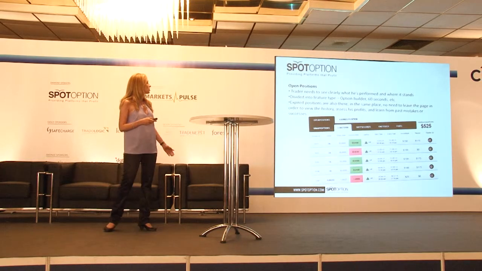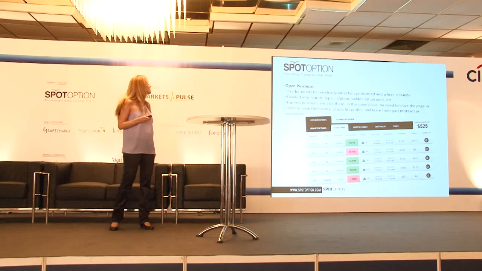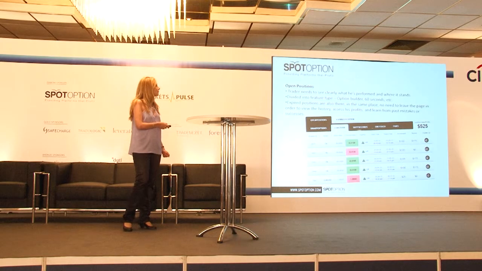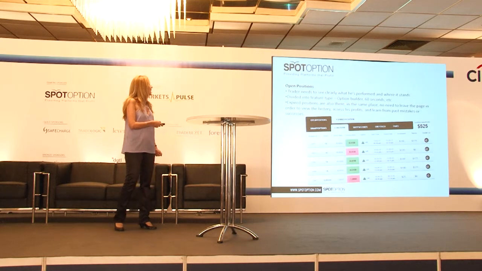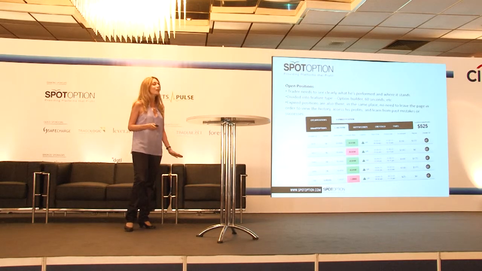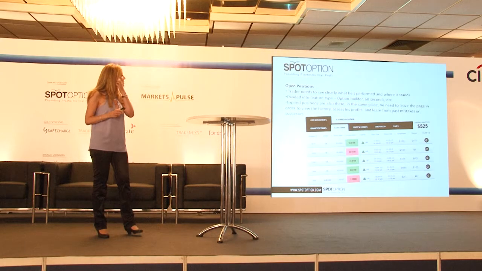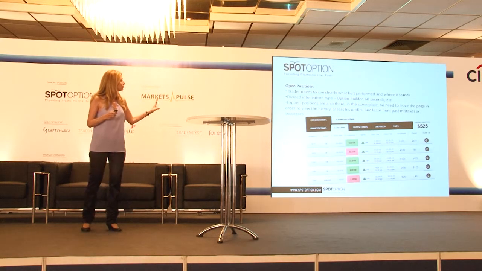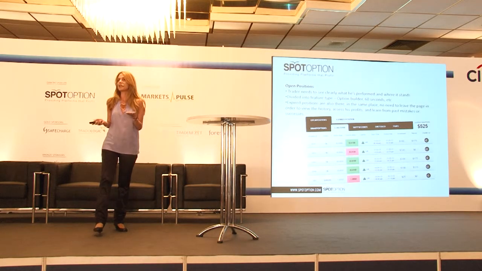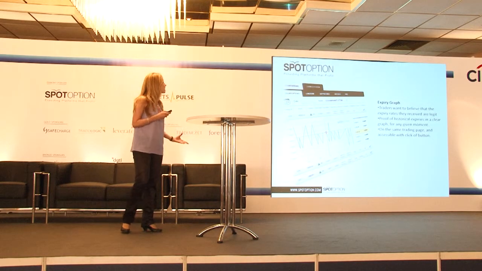We have the open positions table. A trader needs to see clearly what he's performed and where it stands. It's divided into the different feature types here on the tabs, and the expired positions are also there in the same place. There's no need to leave the page. He doesn't have to jump around from place to place. He can be on one page, the same open table, and view the history, assess his profits, and learn from past mistakes or successes.